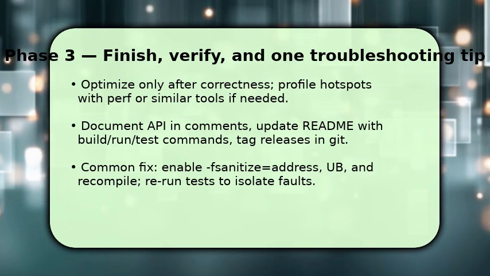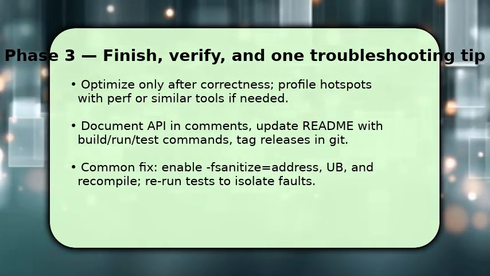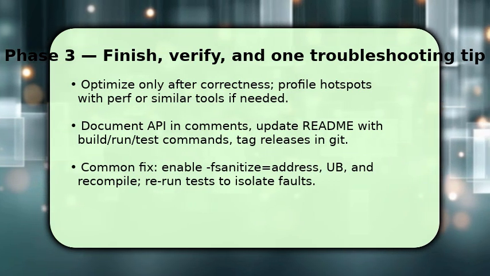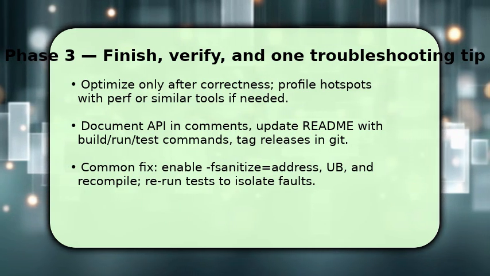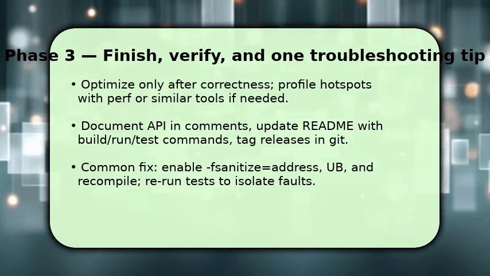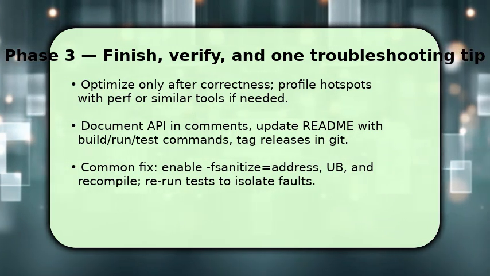If something breaks, enable sanitizers, compile with -fsanitize=address,undefined, and rerun tests to pinpoint memory errors or undefined behavior. Once fixed, rerun your full test suite, update documentation, and commit. This closes the loop, so future changes stay safe and traceable.